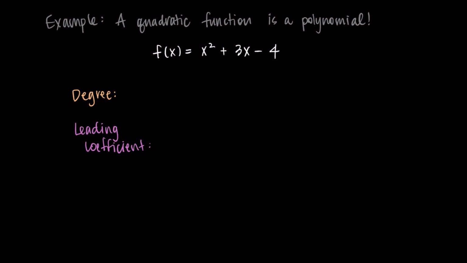So here we would say the degree of the polynomial is that largest power, so that's our 2. So the degree is 2 here. And then the leading coefficient is the number multiplied by that term, so here it's 1. So even though we don't write the 1, 1 is the leading coefficient. So we might say this is a degree 2 polynomial with 1 as the leading coefficient.